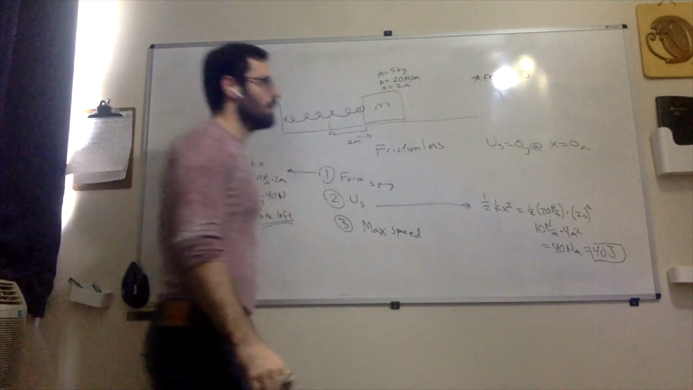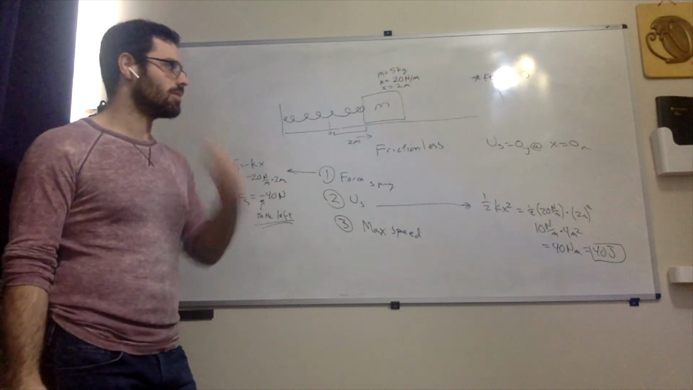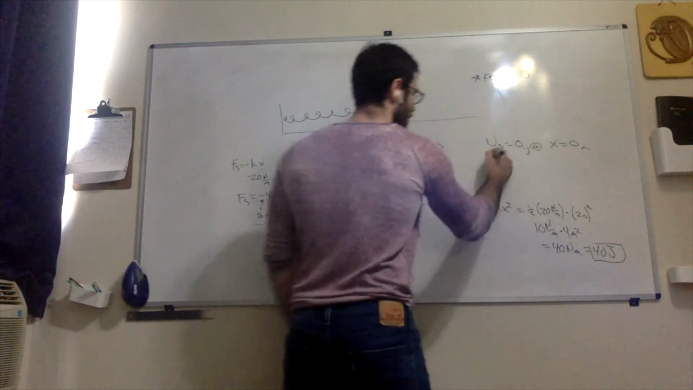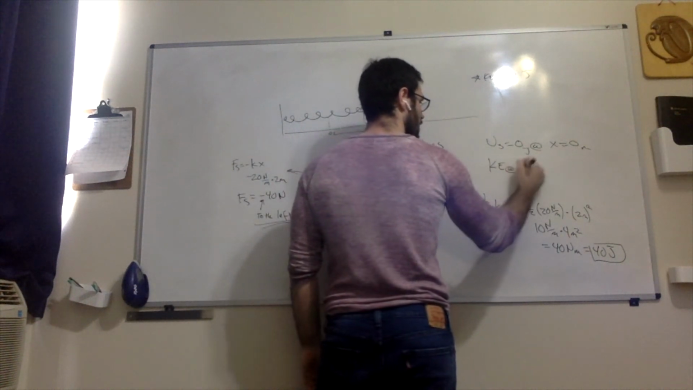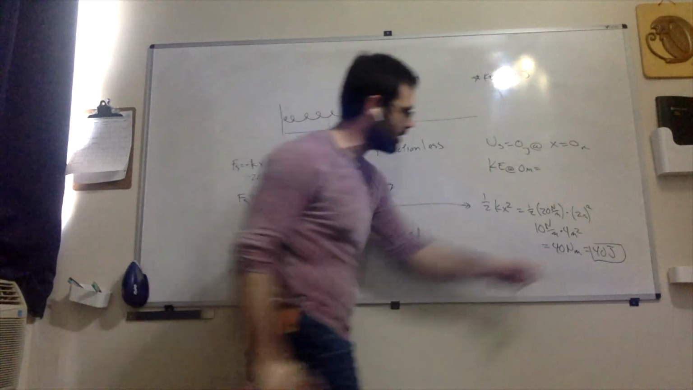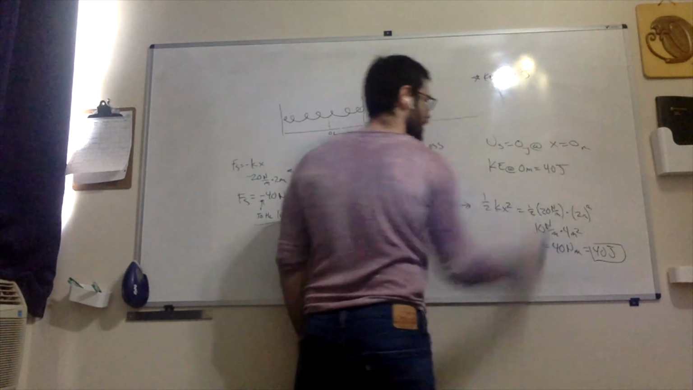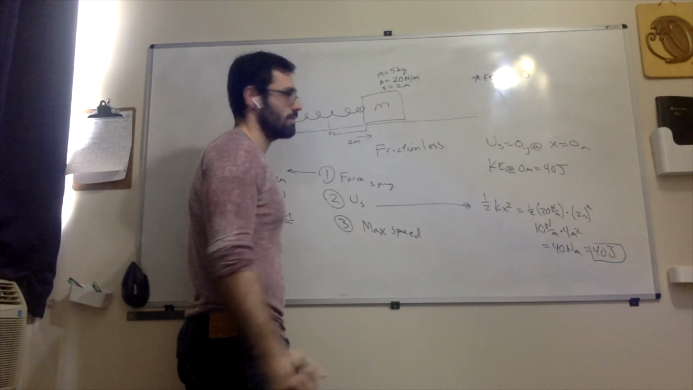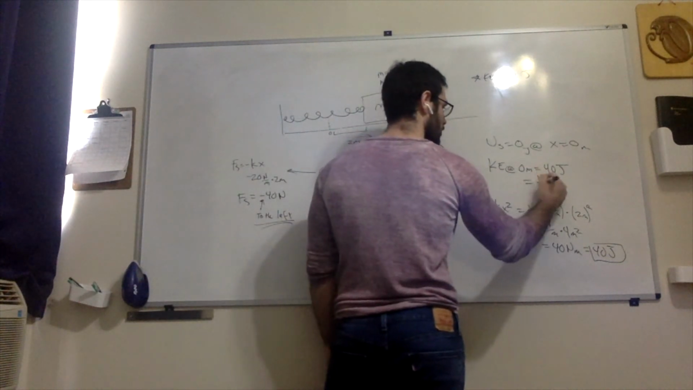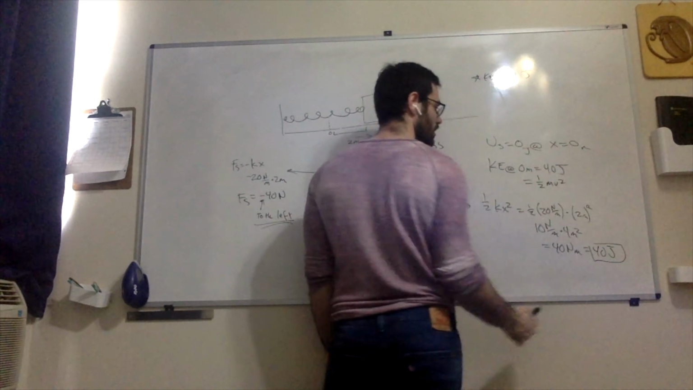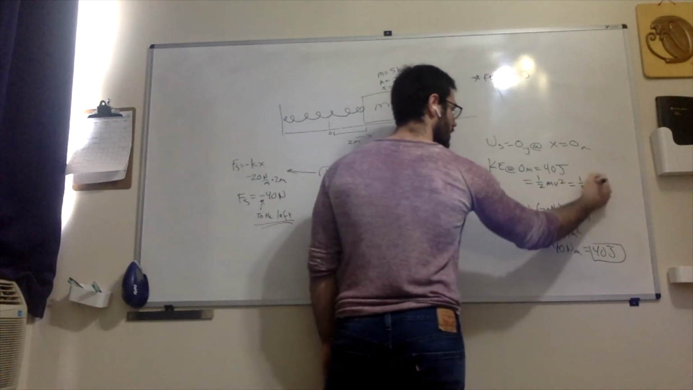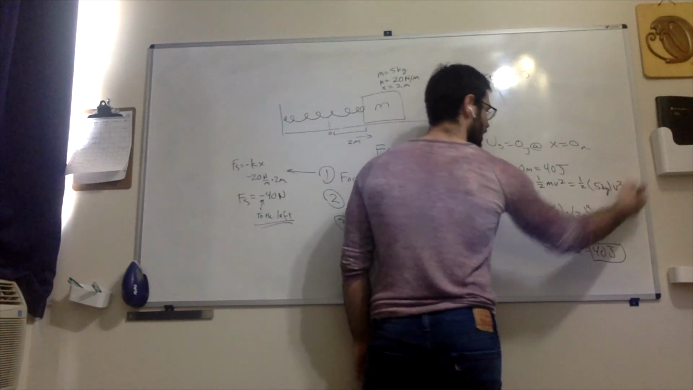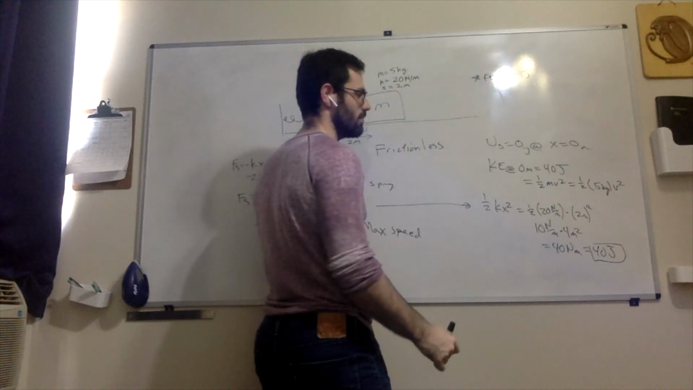Put some units in there. At 0 meters, 0 joules for potential energy, which means that our kinetic energy at 0 meters has to be equal to 40 joules by conservation of energy. Well, how are we going to set this up? We're going to say that's equal to 1/2 mv squared, which is equal to 1/2 times 5 kilograms times v squared.